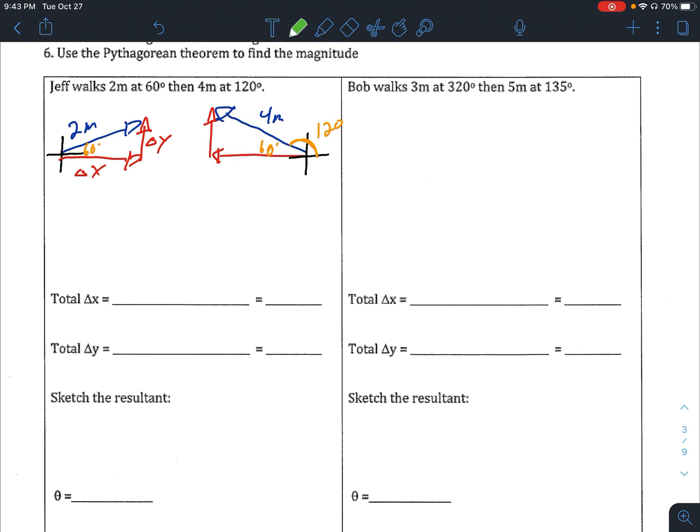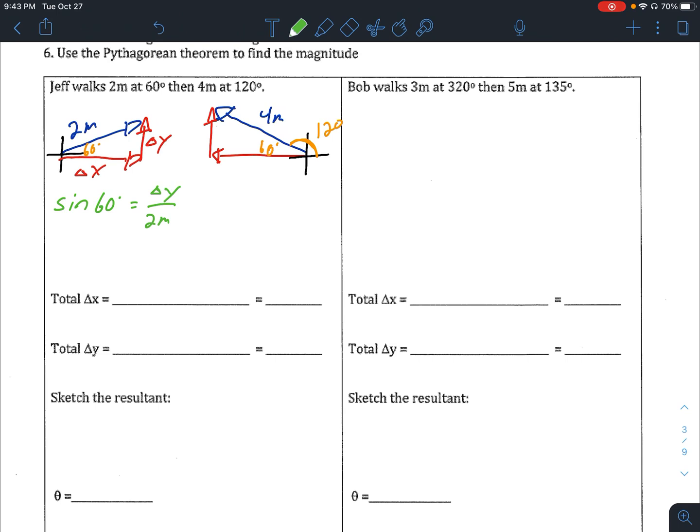So how I'm set up, I have an angle and I have a side, so I can use sine and cosine. I'm going to start off with sine. So sine 60, that's equal to opposite over hypotenuse. So my opposite side is my delta y. My hypotenuse is my 2 meters. I'll eventually plug that into a calculator, making sure I am in degree mode, not radian mode.